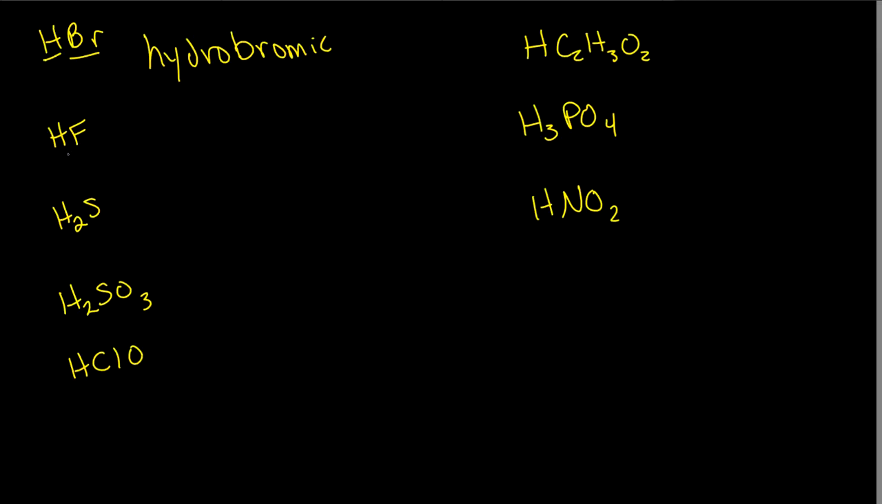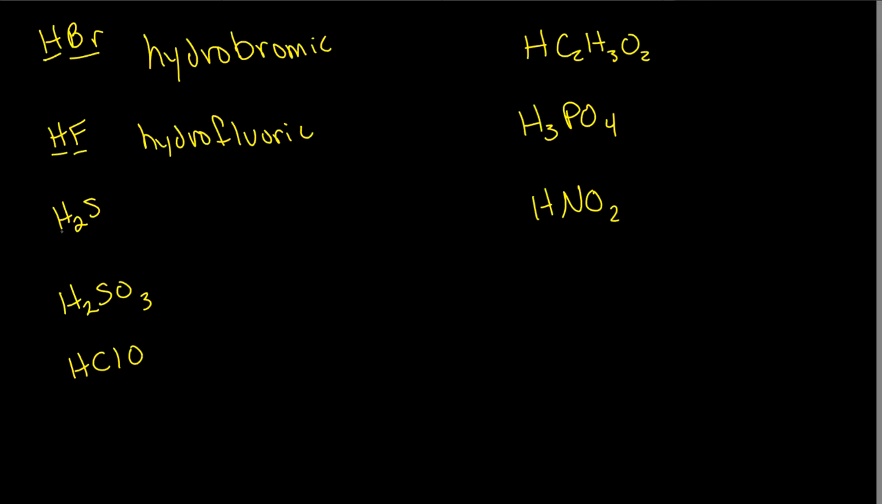Next up, we got HF. I know this is an acid because it has H in the front. I know it's binary because there's two elements total, no oxygen. So to name a binary acid, we start with hydro because it's an acid with no oxygen. F is fluorine. Fluorine changes to fluoride. Fluoride changes to fluoric. So this is hydrofluoric acid.